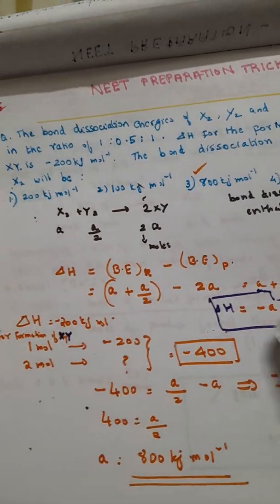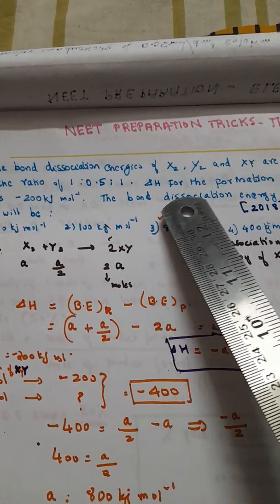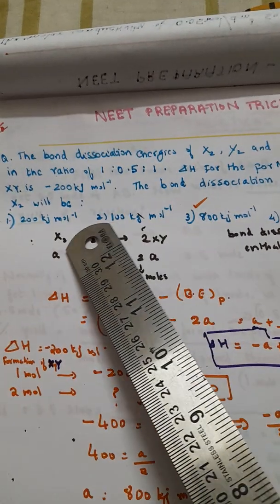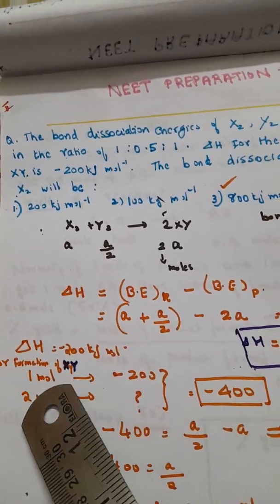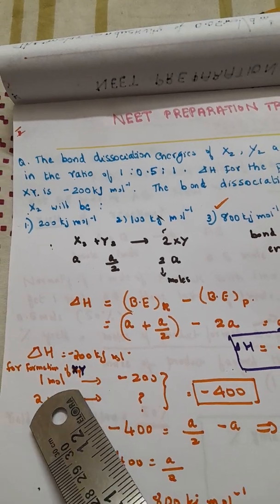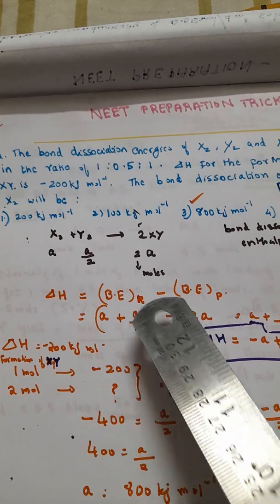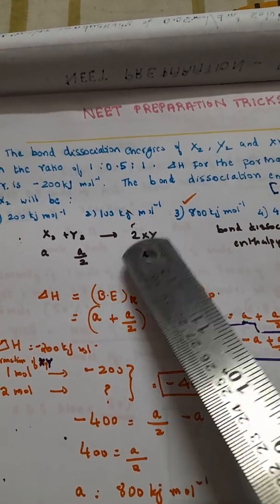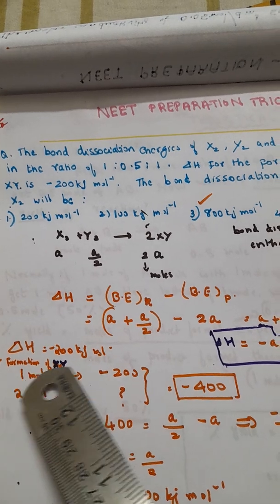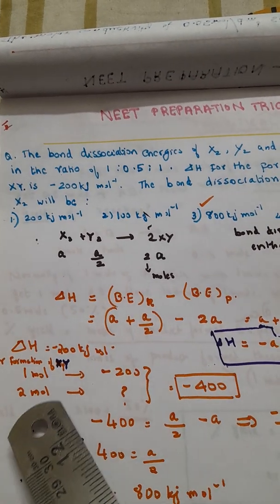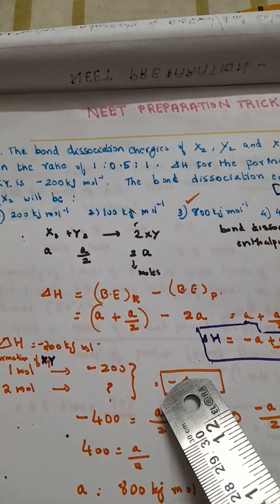Okay, let it be there. Now in the question it is given that delta H for the formation of XY is minus 200 kilojoule per mole. So for formation of 1 mole of XY it is minus 200. Here we are getting 2 moles, clear? So what will you do here? For 1 mole it is minus 200, so how much is it for 2 moles? Just cross multiply, you get minus 400.